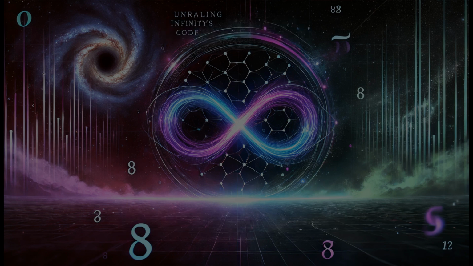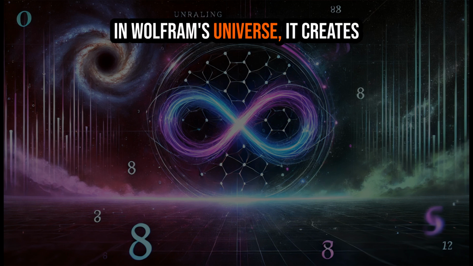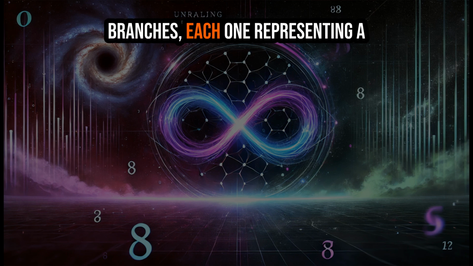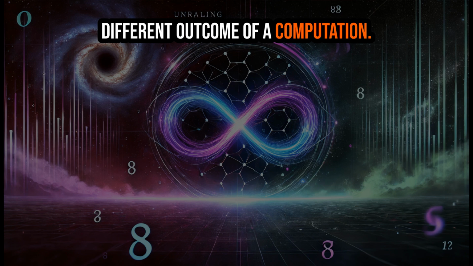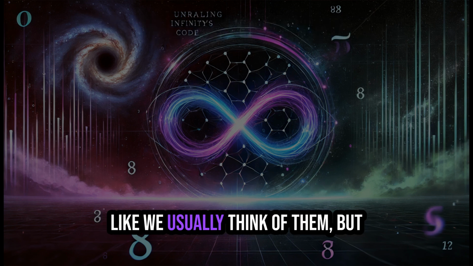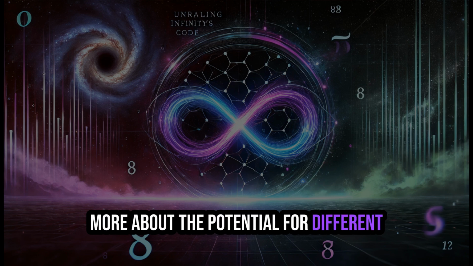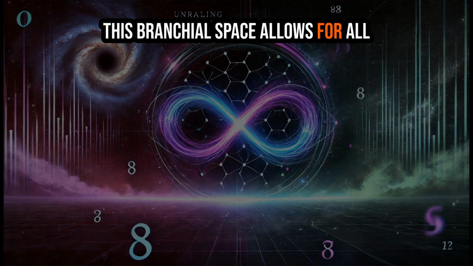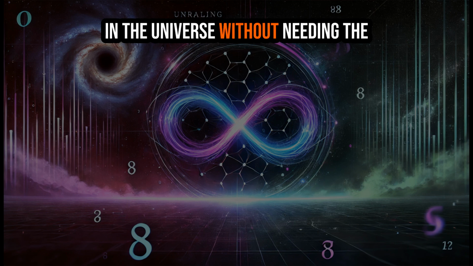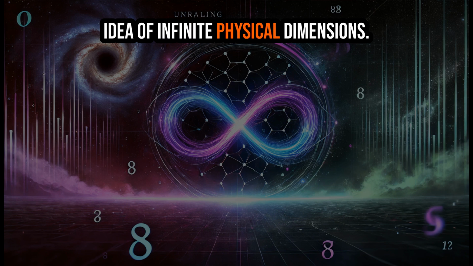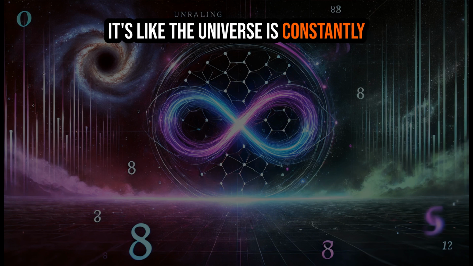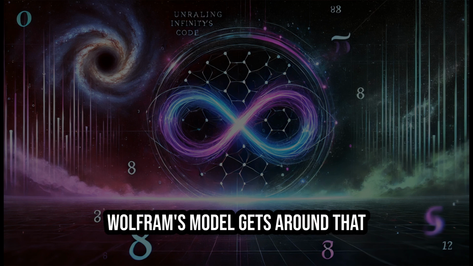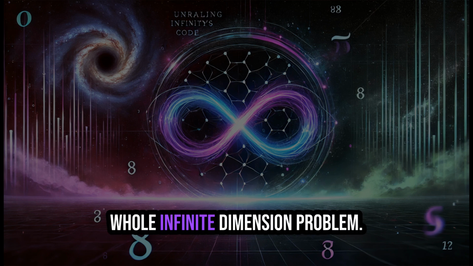Think of it this way. Every time a computation happens in Wolfram's universe, it creates a new branch of possibilities. Imagine a tree with tons of branches, each one representing a different outcome of a computation. So it's not about physical dimensions like we usually think of them, but more about the potential for different computational paths to unfold. Exactly. This branchial space allows for all the complexity and richness we see in the universe without needing the idea of infinite physical dimensions. It's like the universe is constantly exploring different possibilities through these computational branches. Okay, I'm starting to see how Wolfram's model gets around that whole infinite dimension problem.